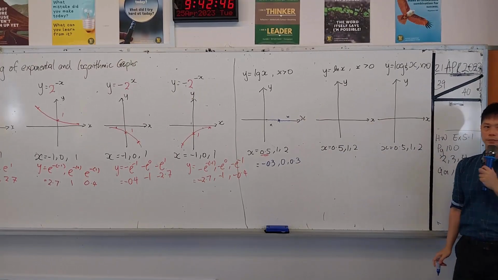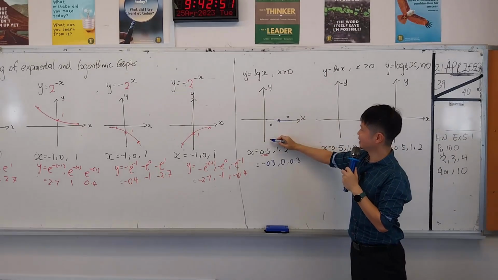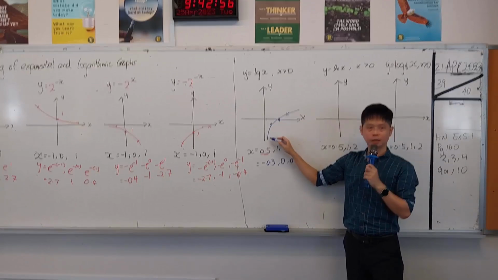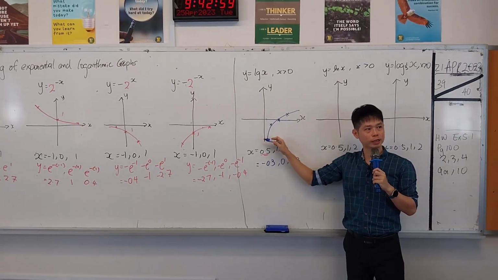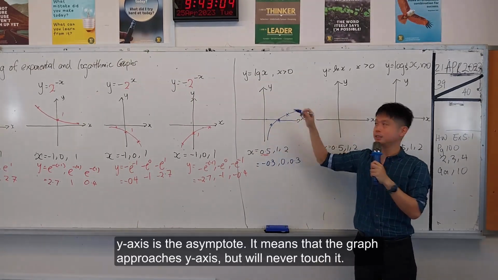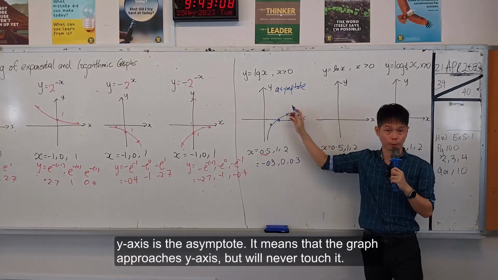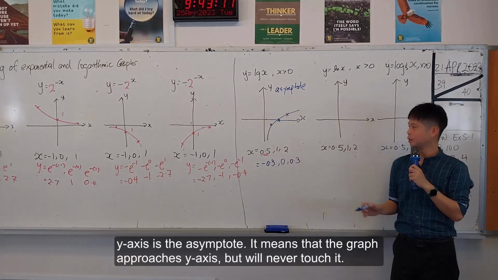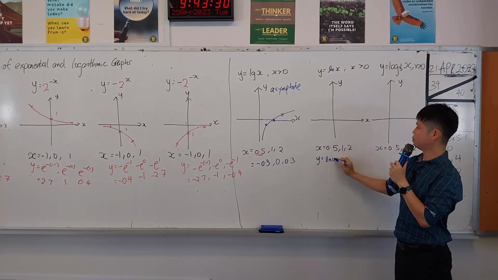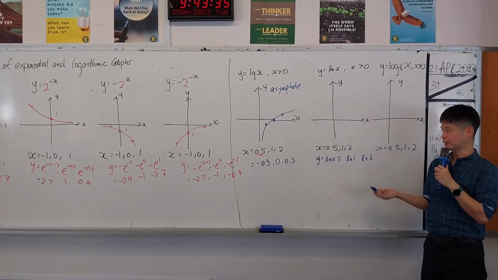So how does it look like? You may think it's like that, but it cannot be. It is this way. Why? How do I remember that it's this way? The graph cannot cut 0 or go negative. Remember there's an asymptote at the y-axis. That means the graph will approach it, but it will never touch it. Press ln. Your y will be ln 0.5, ln 1, and ln 2. So what's the answer?